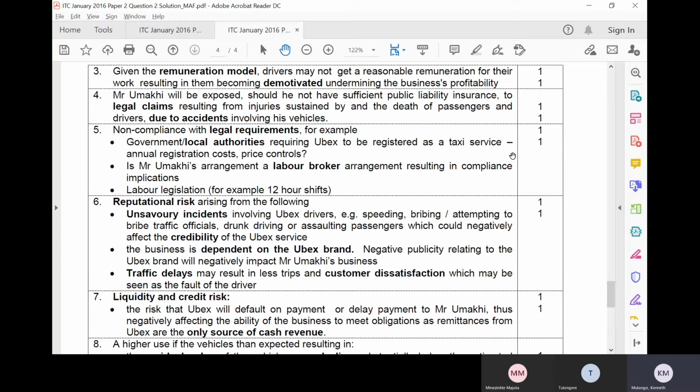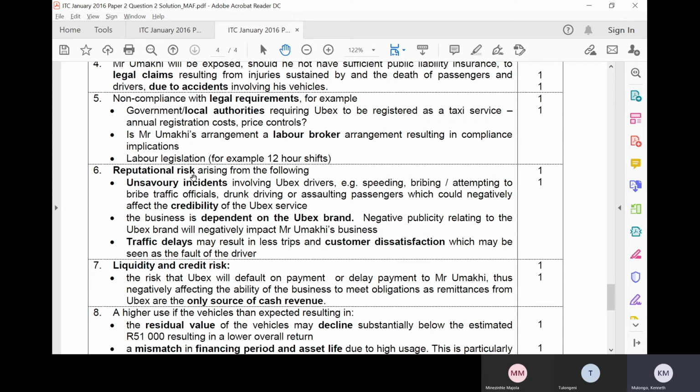Number 5, non-compliance with legal requirements, for example, government, local authorities. Is Mr. Umaki's arrangement a labor broker arrangement resulting in compliance implications with labor legislation? Basically, what are the labor legislations? So what are the legal requirements? What are the governmental and local authority requirements for this business?